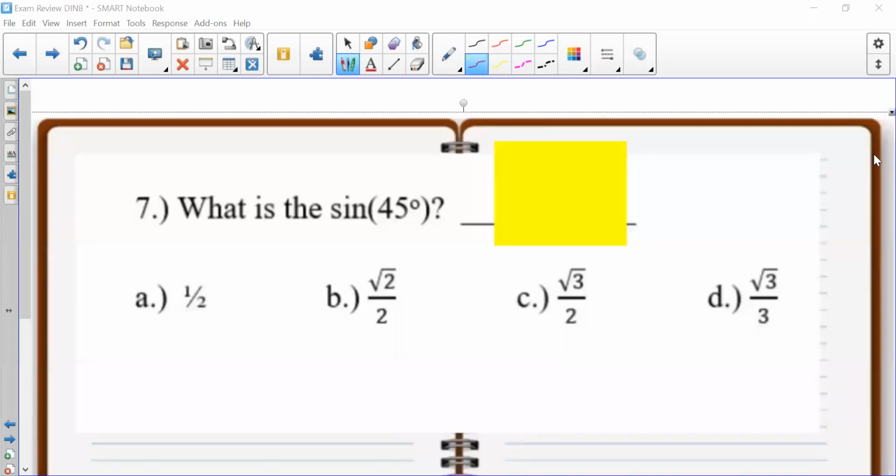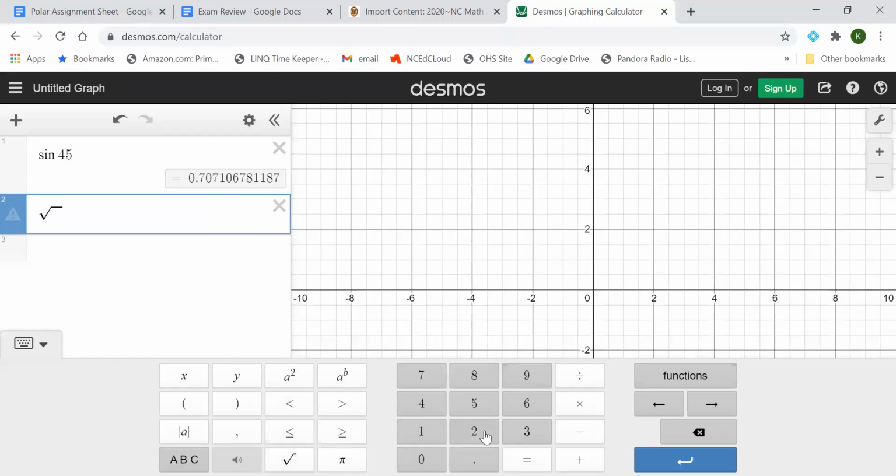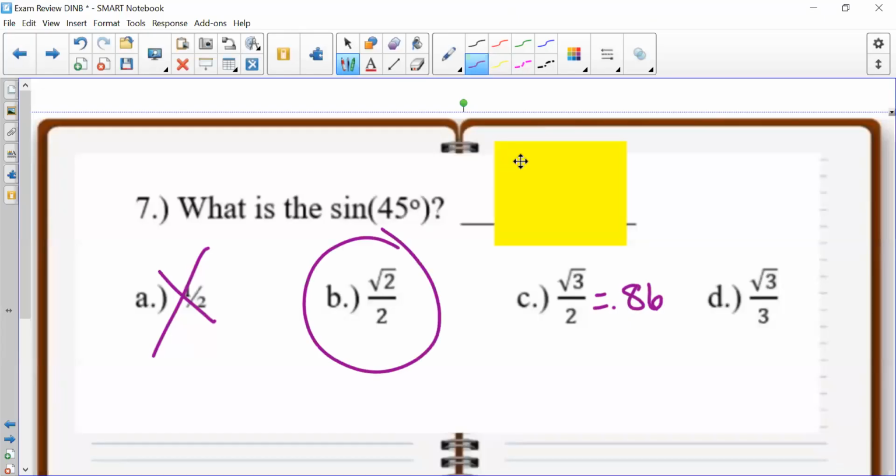All right, so it's not 1/2 because we know 1/2 is 0.5. We also just saw that √3/2 was like 0.86 something. So it's probably not that one since we just typed it in. So I'm going to start with B and then we'll go from there and we can try typing in D if that's not it. So square root 2/2. And that is the same decimal. So that would be my answer, square root 2/2. Right? That's it for the trig slides.